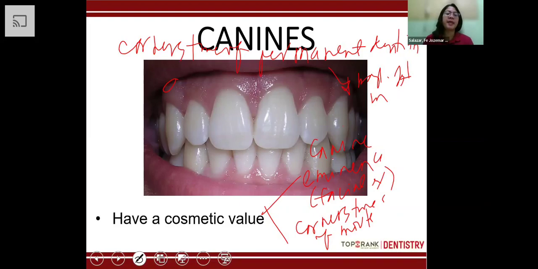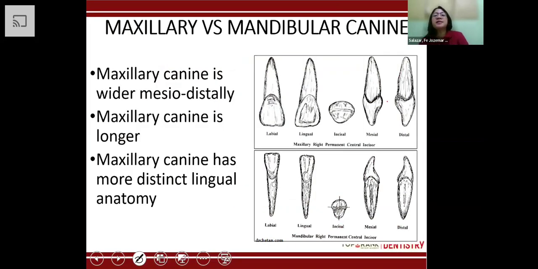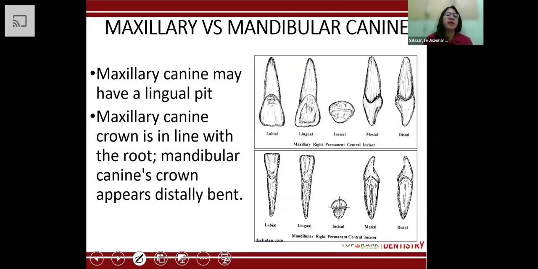Yes, very good. Okay. So let's compare your maxillary and mandibular canine. The maxillary canine is wider mesiodistally than the mandibular. The maxillary canine is longer. Maxillary canine has more distinct lingual anatomy. The maxillary canine may have a lingual pit, not all the time. Again, lingual pit is present all the time in a maxillary lateral incisor.